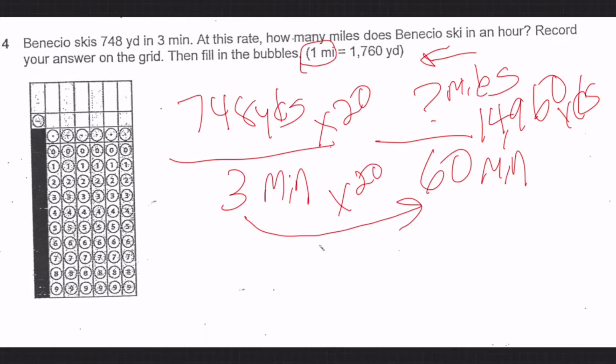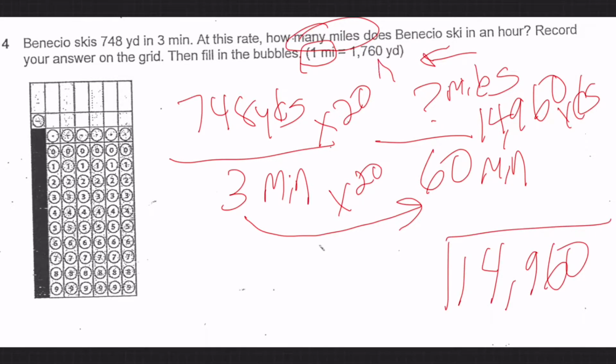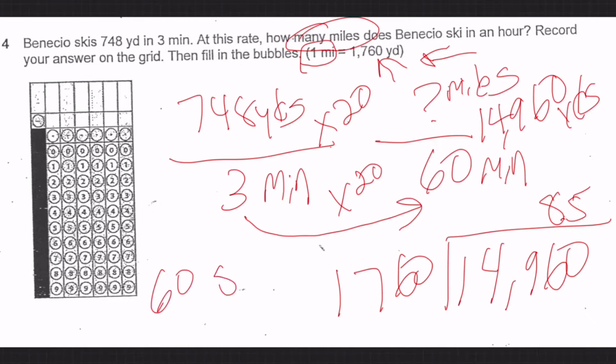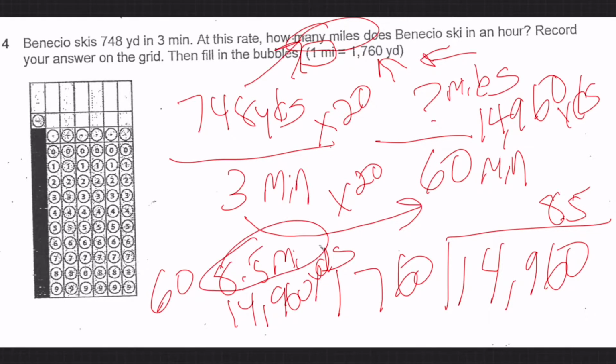What we need to do is figure out how many miles, not how many yards. So we have to do a conversion. We're going to have to take this 14,960 yards and divide it by this 1,760, which is how many yards are in each mile. If we do that, we're going to get 8.5. So the answer in miles to this question is, in 60 minutes, Benicio will go 8.5 miles or 14,960 yards. And since it's asking for miles right here, that's the answer.